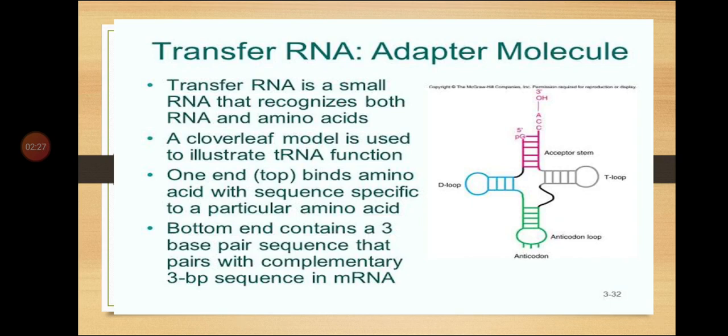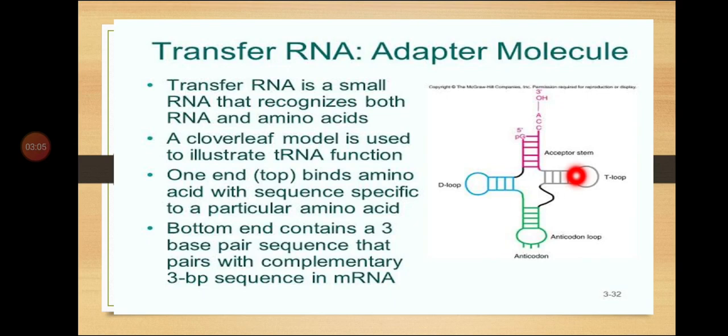Okay. Next, we will study the structure of tRNA. The structure of tRNA is a clover leaf structure. It is in the form of two dimensions. When we study the two-dimensional structure of tRNA, it is a clover leaf structure. See here in this diagram, you can see this type of structure is known as clover leaf structure. tRNA is a small RNA that recognizes both RNA and amino acids. A cloverleaf model is used to illustrate tRNA function.